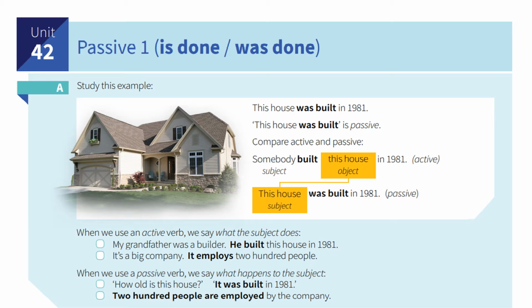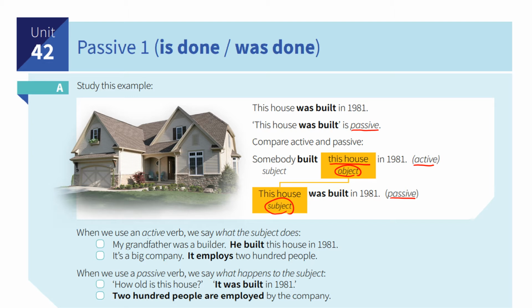Study this example. This house was built in 1981. This house was built is passive. Compare active and passive. Somebody built this house in 1981. So this one is active. And this house was built in 1981 is passive. So here, this house in the active sentence is an object, but this house in the passive sentence is the subject.